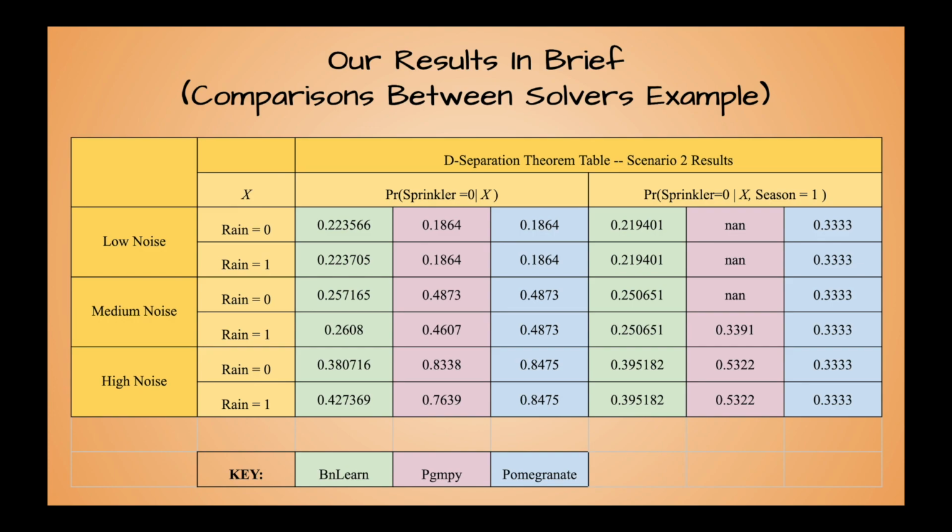In order to determine the capabilities of the 3 solvers we were researching, we created multiple datasets with increasing amounts of noise. We ran each of these datasets through our different solvers to monitor their ability to detect causality when presented with data with large amounts of noise.